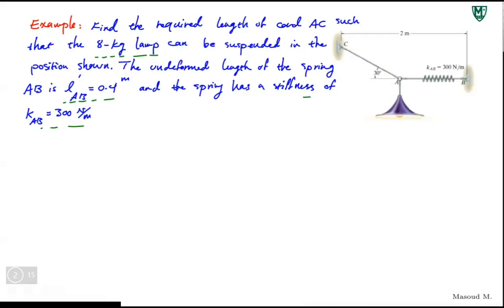Now, looking at this system, a couple of possibilities. I can isolate the lamp, or I can isolate ring A and look at that. Now, which one should I go with first if I want to find out what I need? Remember, we are looking for only one thing: the length of the cord AC. So where do I start?